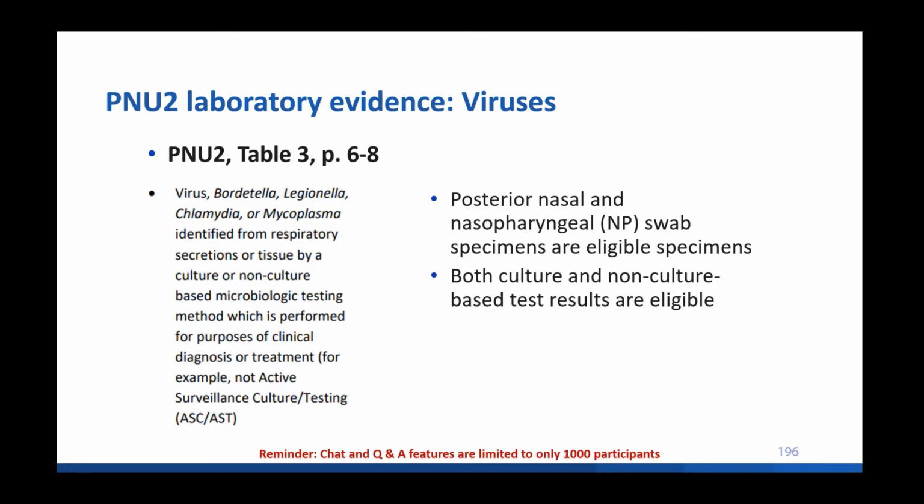Moving on to Pneumonia 2, Table 3. We often get questions about the first laboratory element, virus, Bordetella, Legionella, chlamydia, or mycoplasma identified from respiratory secretions or tissue. And for this element, the organisms can be identified by either culture or non-culture-based testing methods. And posterior nasal swab and nasopharyngeal swab specimens are eligible specimens for meeting this laboratory requirement.